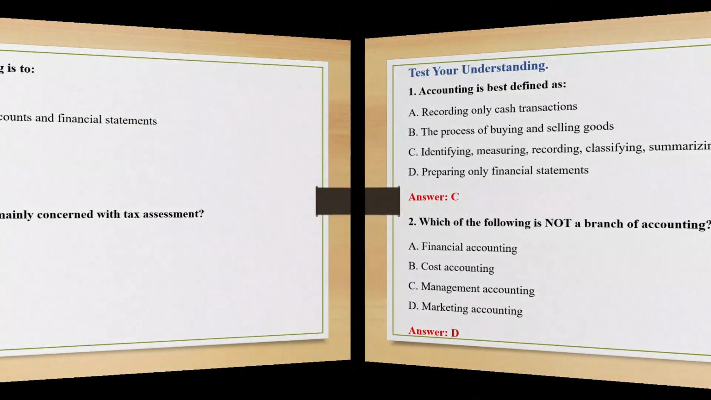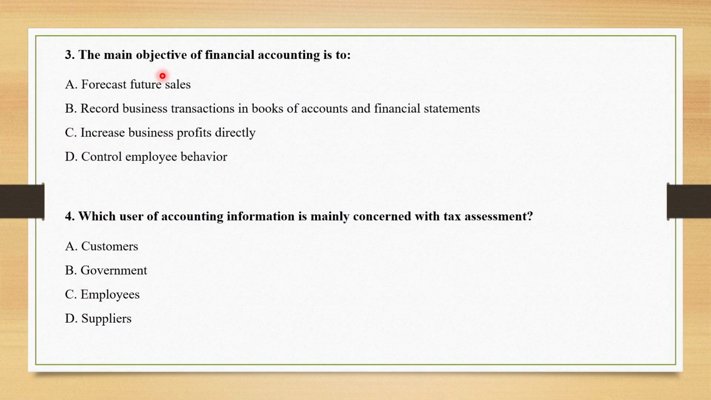Yes. The next question. The main objective of financial accounting is to do what? A, to forecast future sales. B, to record business transactions in the books of accounts and financial statements. C, to increase the business profit directly. D, to control employee behavior. What is the answer? Let's check. What do you guess? The answer is B, to record business transactions in the books of account and financial statements.